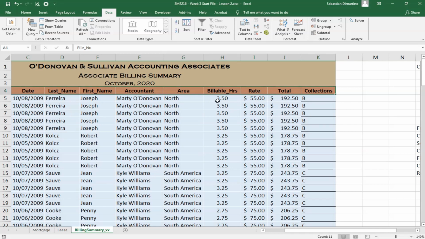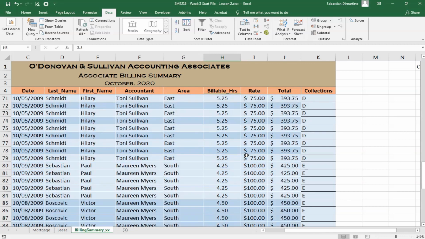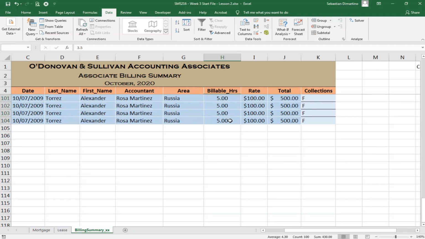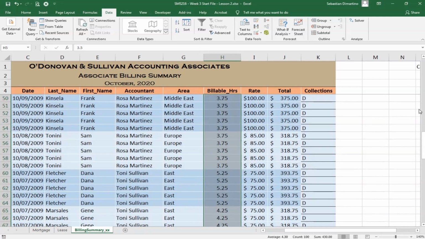I'm going to select the first one, which was 3.5 hours. Now I'm going to go all the way down and select down to row 104. In this case, I want anything less than 4 billable hours to light up red, so that I can see quickly that something is wrong.